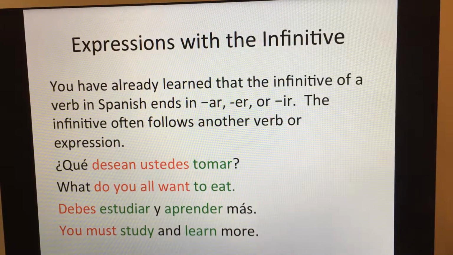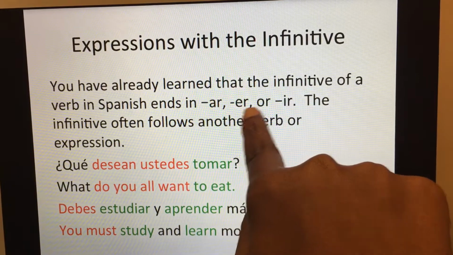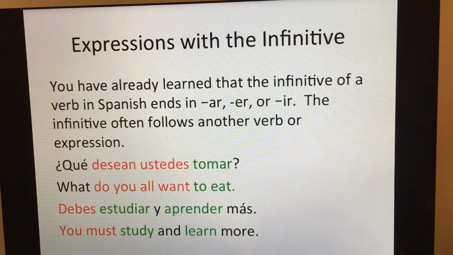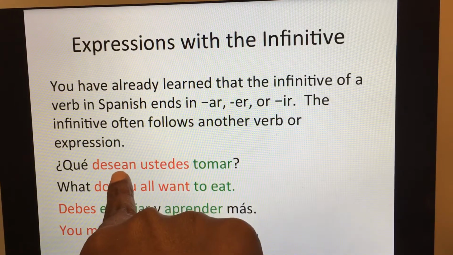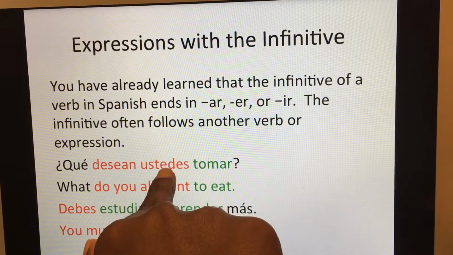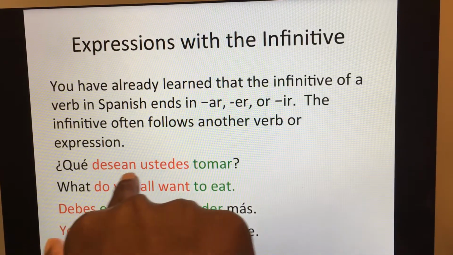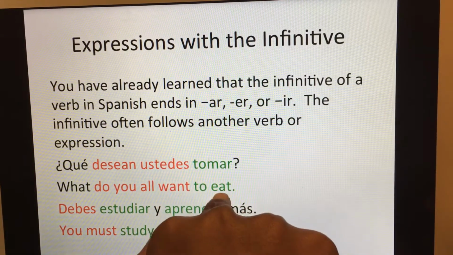Now we're going to look at expressions with the infinitive. You have already learned that the infinitive of a verb in Spanish ends in AR, ER, or IR. The infinitive often follows another verb or expression. So here the infinitive tomar is following this conjugated verb. Desean ustedes, which translates to, do you all want? Desean ustedes. Do you all want tomar, to eat?